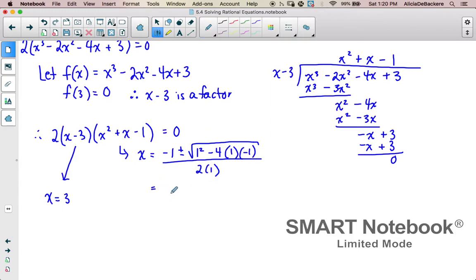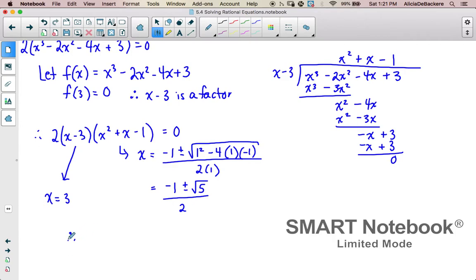All right, and then we can simplify this. This comes out to negative 1 plus or minus, and underneath the square root here we get 1, and then it's negative 4 times negative 1, so that's plus 4. 1 plus 4 is 5. And then that's all over 2. Now you can change those into decimals, but I actually prefer it in the exact form.